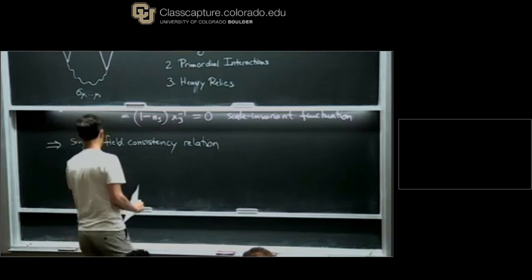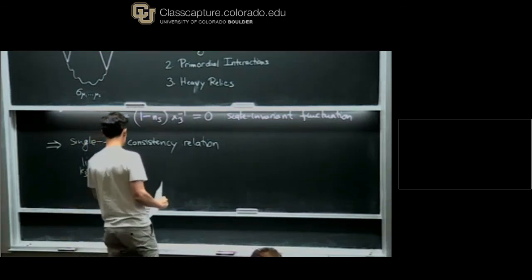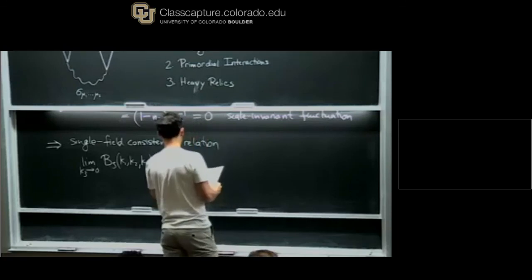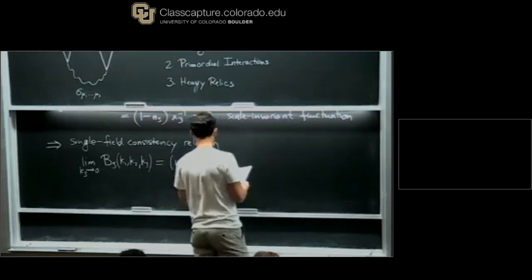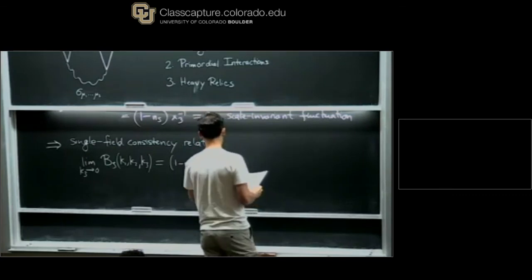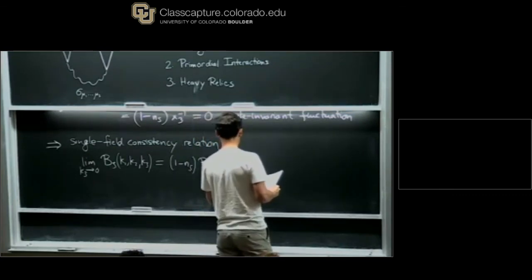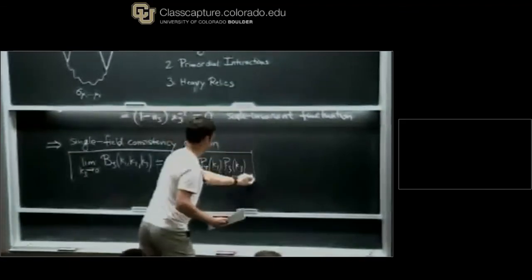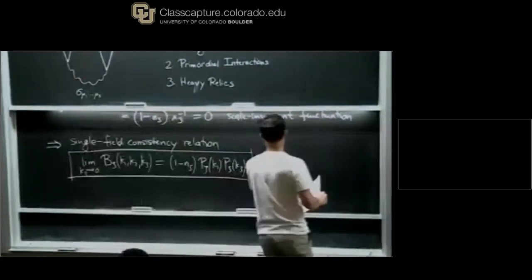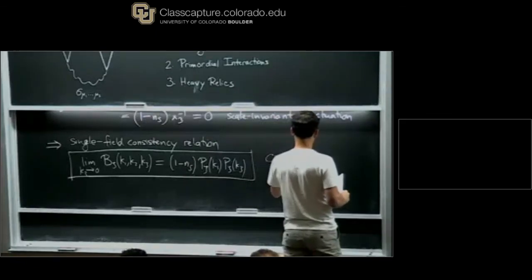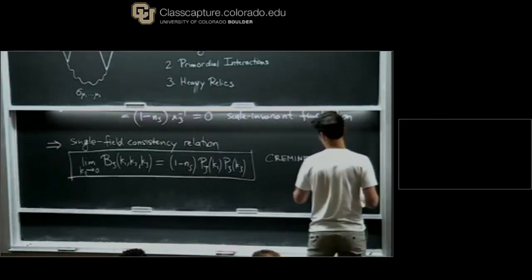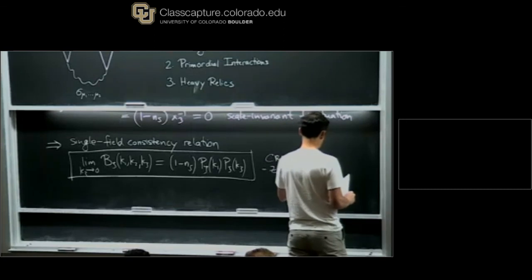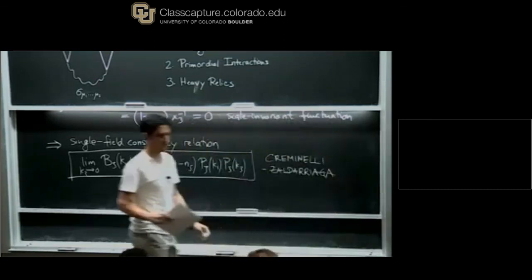And so this has been formalized, and the statement is that if I take the limit of one of the momenta going to 0 of the bispectrum B zeta, I will always get 1 minus ns times the power spectrum of K1 and the power spectrum of K3. And so this proof is due to Creminelli and Zaldarriaga. It's not a hard thing to prove.